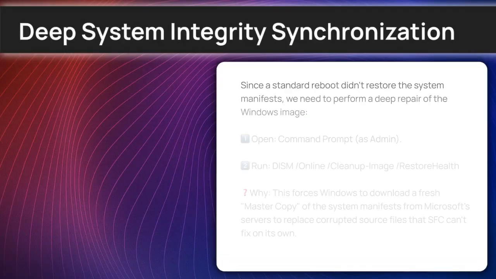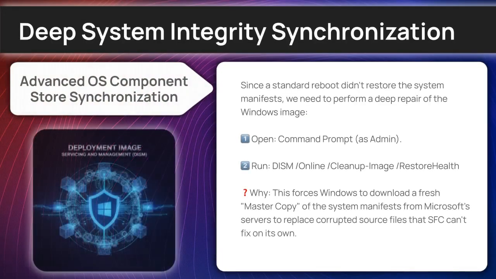If the previous steps didn't work, there's one more action we can take to stabilize the environment. Please pause the video if you need to back up your data before we proceed. Since a standard reboot didn't restore the system manifests, we need to perform a deep repair of the Windows image.